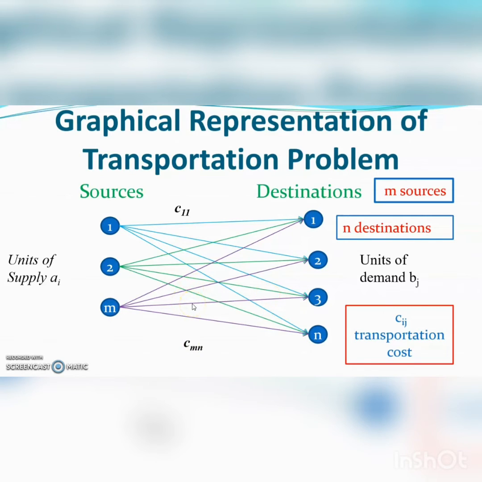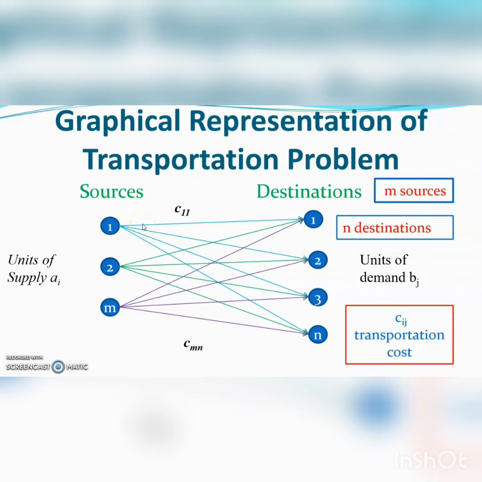So the objective of the company is to supply the required amount of each destination from one or more sources so that the total transportation cost remains minimum and at the same time the total requirement is fulfilled.